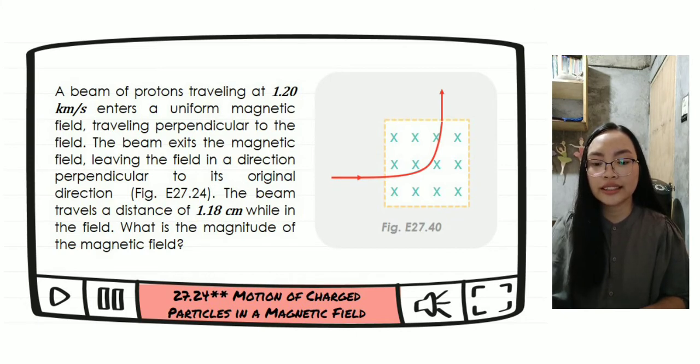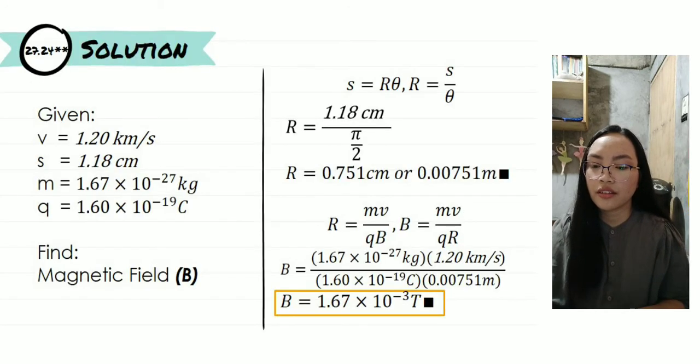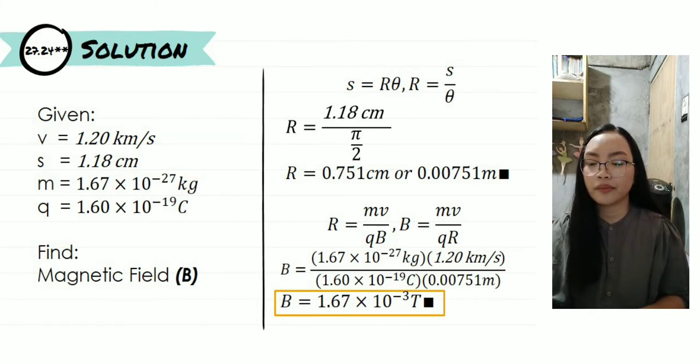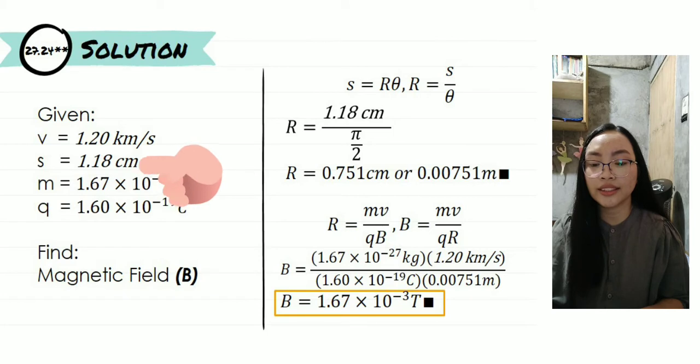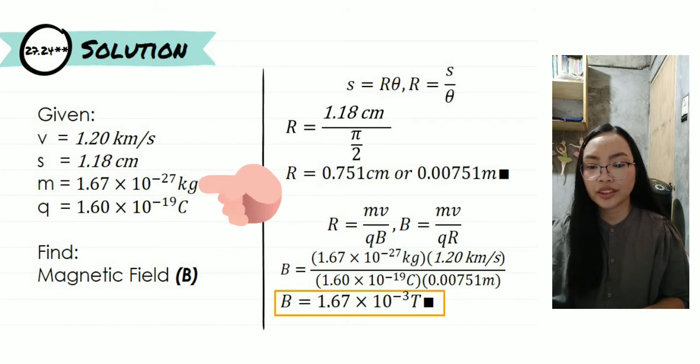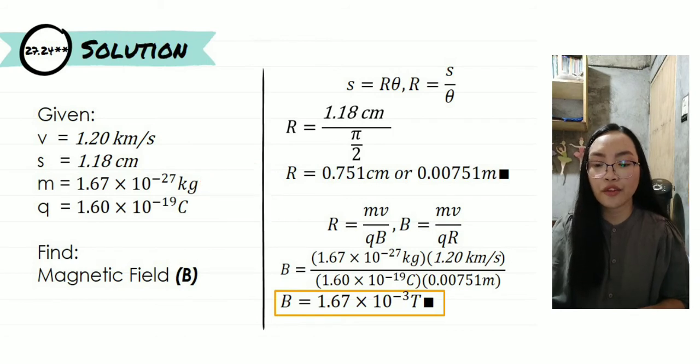The beam travels a distance of 1.18 centimeters while in the field. What is the magnitude of the magnetic field? Given the speed, which is equal to 1.20 kilometers per second, we also have the distance traveled, which is equal to 1.18 centimeters, the mass of the protons, which is equal to 1.67 times 10 to the negative 27 kilograms, and of course the charge, which is equal to 1.60 times 10 to the negative 19 coulombs.